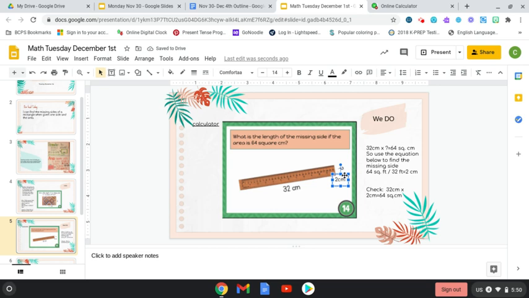So again, when you find yourself in a position where you have one side of the rectangle and you have the total area, but you're missing one part, you're going to divide to find that missing part. I hope that helps.